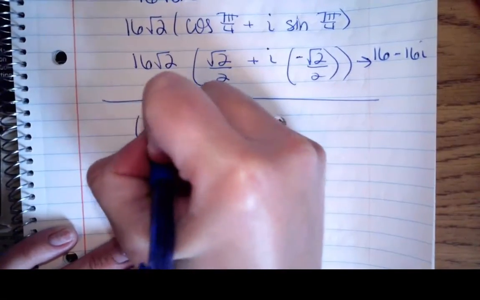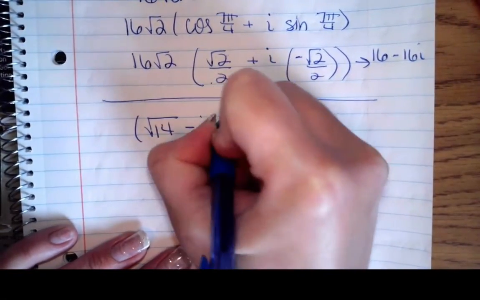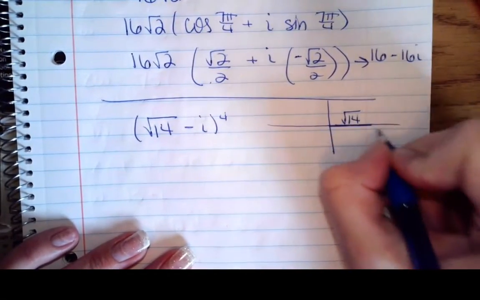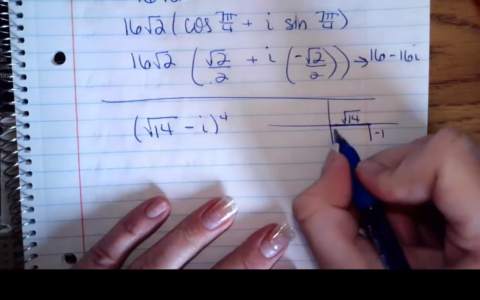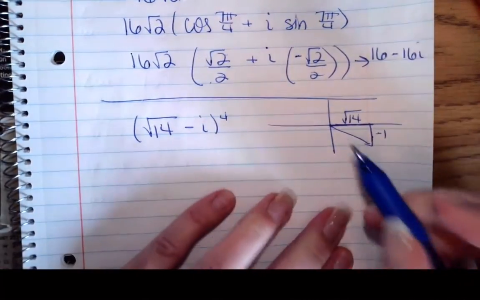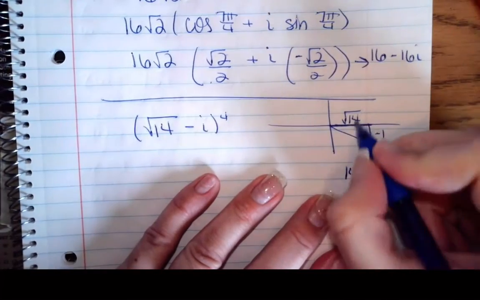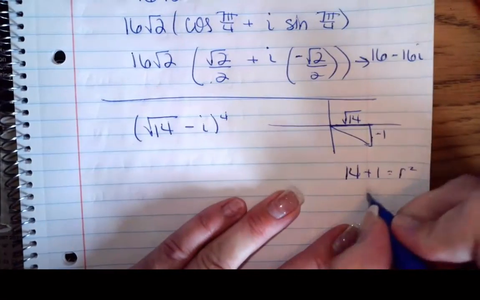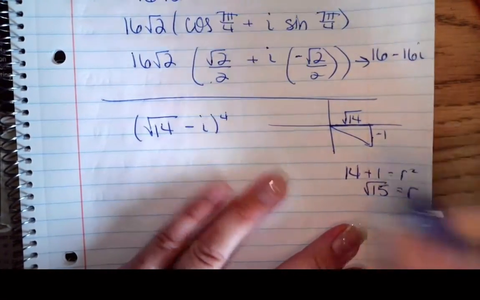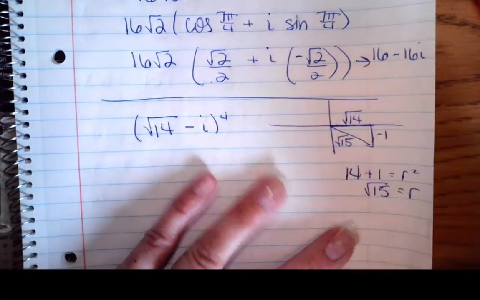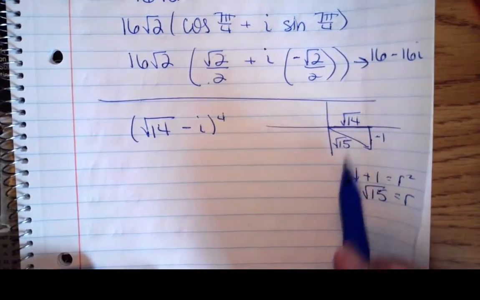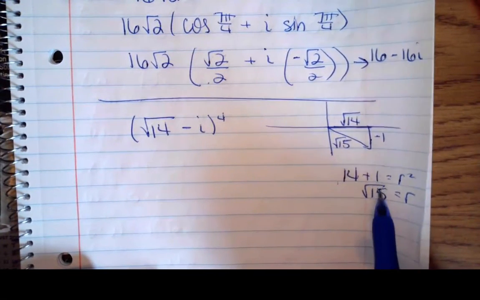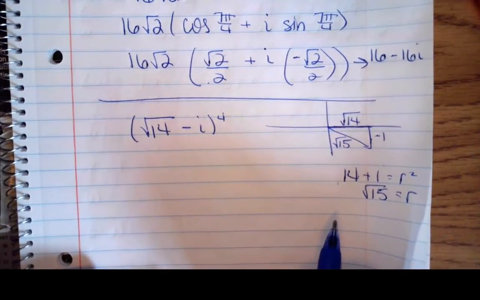All right, so I've got root 14 minus i. I'm going to take that to the 4th. So this is root 14, this is minus 1 i. Pythagorean theorem says this side squared plus this side squared is r squared. So I get root 15 is r. Root 14 times itself is 14, negative 1 times itself is 1, so 14 plus 1 is 15. Take the square root of both sides, you get root 15.